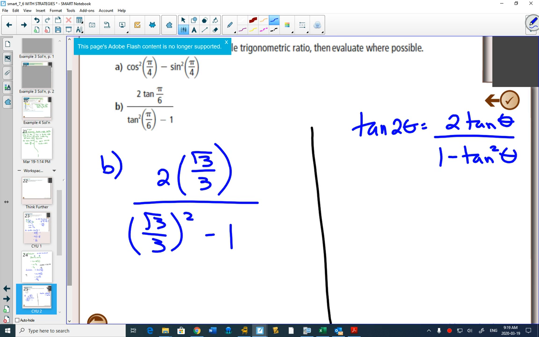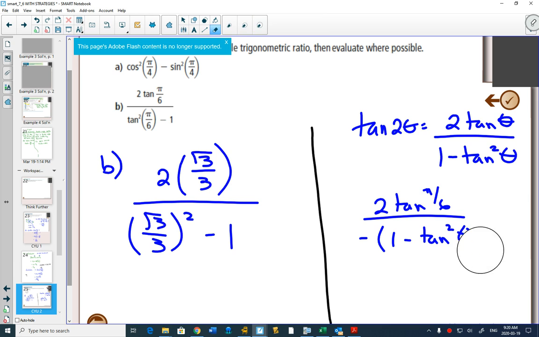Or on the form up there it has alphas. Doesn't matter which letter when you're writing out a formula. Does this match our expression over there? No. Why? Because it has a tan squared minus 1. We have a 1 minus tan squared. So what you could do is you could take this 2 tan pi over 6 over and factor out a negative to get 1 minus tan squared, pi over 6.